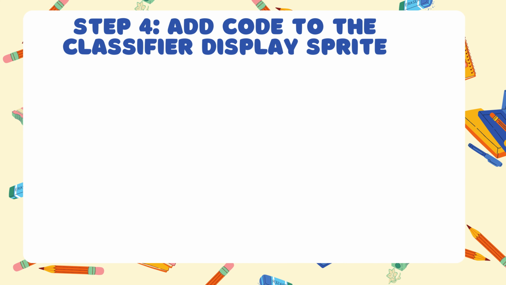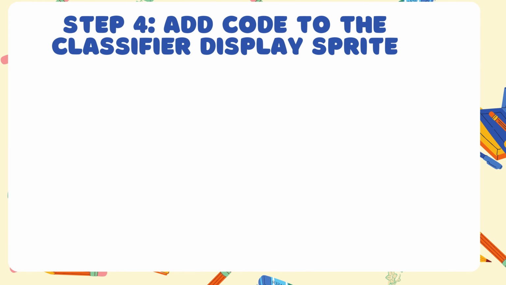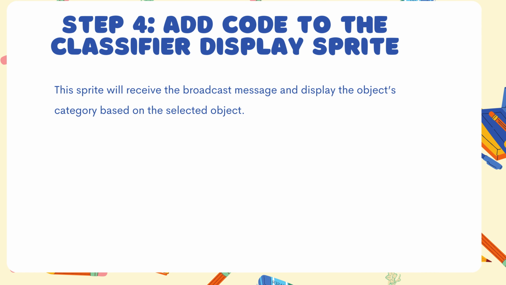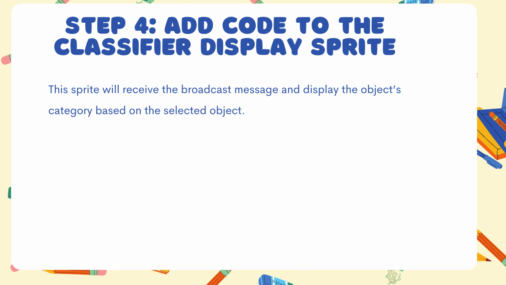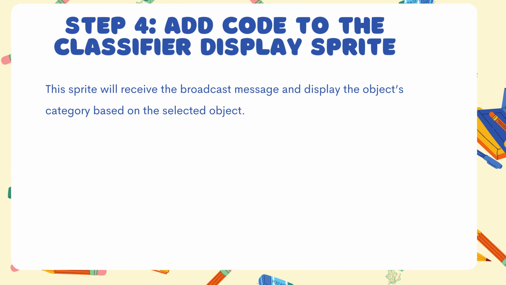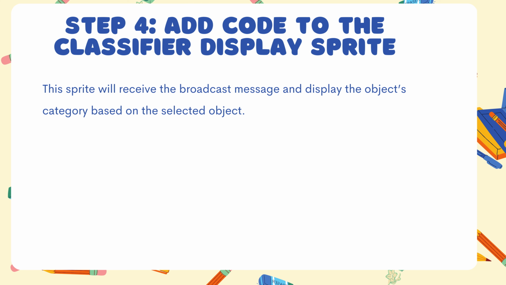Step 4: Add code to the classifier display sprite. This sprite will receive the broadcast message and display the object's category based on the selected object. Your project is ready.